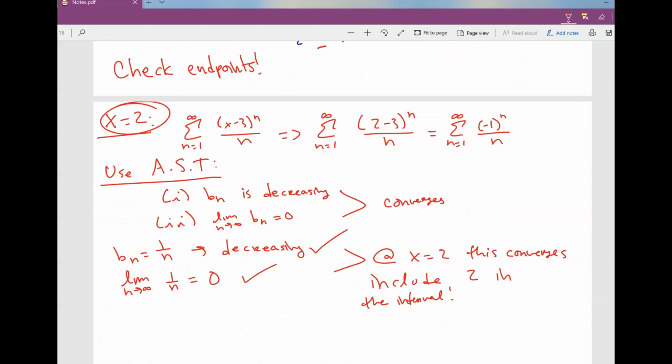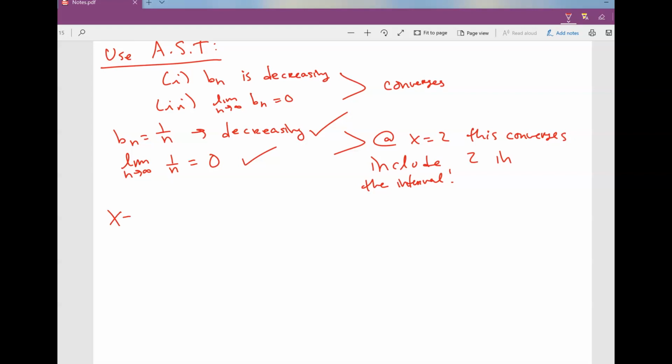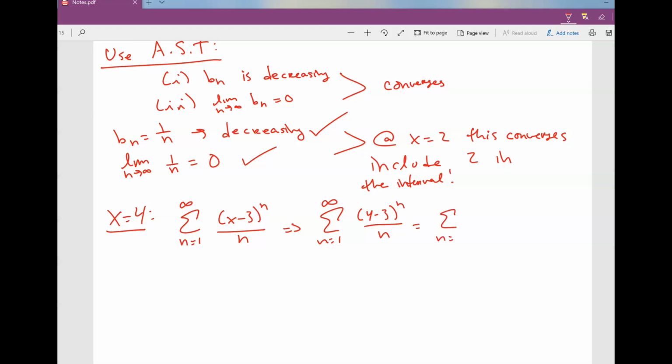Now let's check, is 4 also going to be included? So now we're going to check out 4. We have the sum from n equals 1 to infinity of (x minus 3)^n divided by n. Let me plug in the 4. So the sum from n equals 1 to infinity of (4 minus 3)^n over n. This is equal to the sum from n equals 1 to infinity of 1^n over n. Well, 1 to the power of n is not an alternating series. There's no negative there.